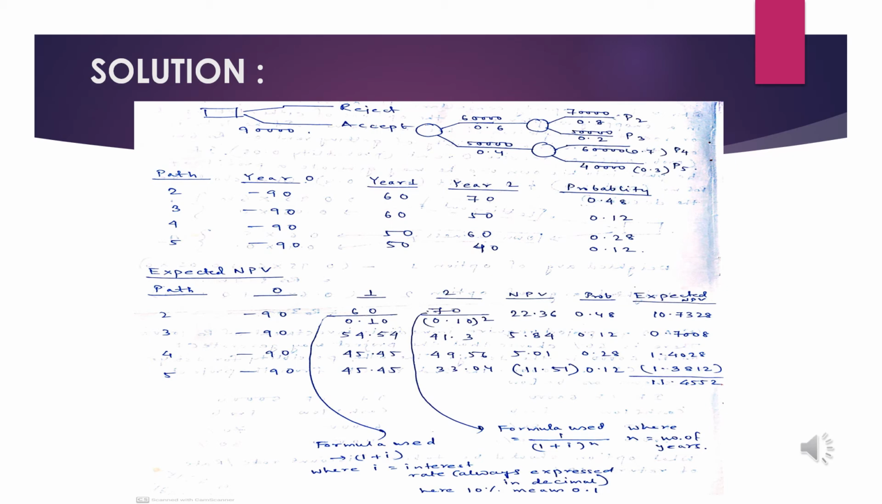If that is what I am getting, then we need to multiply that particular NPV of 22.36 with the joint probability of the path which we have previously calculated at 0.48. If we do that, the expected present value of the entire path 2 comes to 10.732, which is the actual value of that path. So here we understand how to calculate the expected net present value of a particular path.